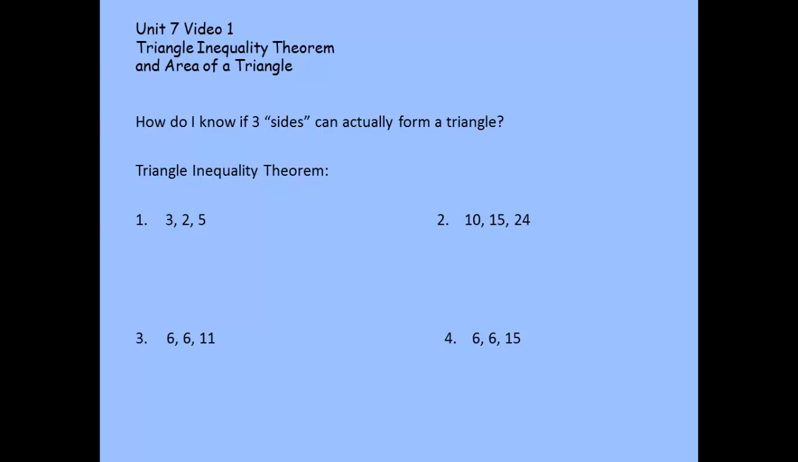Below here I've got three different side segment measures for four different examples, and I'm determining whether or not, if you put those together, they would be able to form a triangle. Imagine if I put three sides together, but they didn't close to actually form a triangle. This is a situation that we will have.